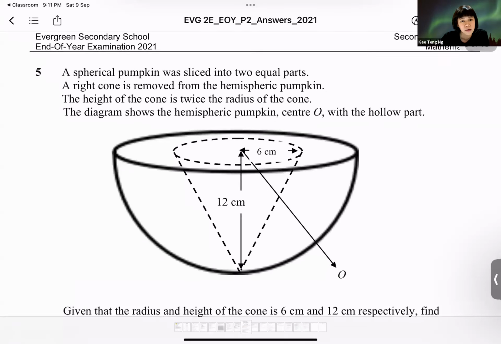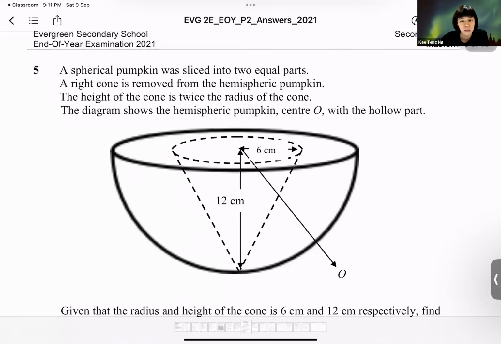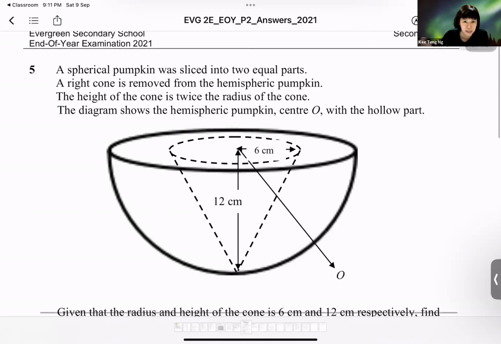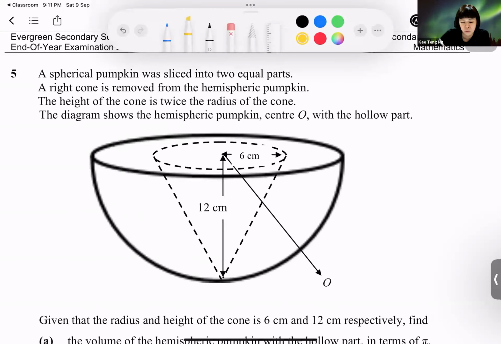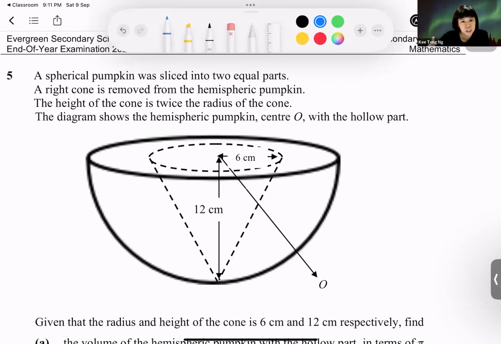In question number 5, this is a spherical pumpkin. The spherical pumpkin is modeled as a sphere. The actual real one, of course, is not a full sphere, it's just modeled as round. So we need to know a few formulas. Hopefully you can remember. If not, the formula sheet has the full sphere.